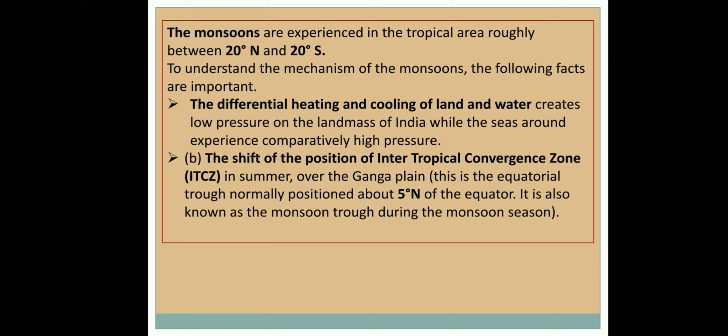The differential heating and cooling of land and water creates low pressure on the landmass of India, while the seas around experience comparatively high pressure. So, the seasonal reversal of wind direction takes place because the land and water have different rates of heating and cooling. When the land is warmer, the pressure is low. When the water is colder, the pressure is high. So, the wind blows from high pressure to low pressure. Therefore, a seasonal reversal of wind direction takes place over the Indian subcontinent.